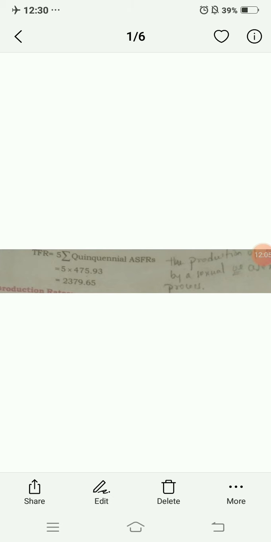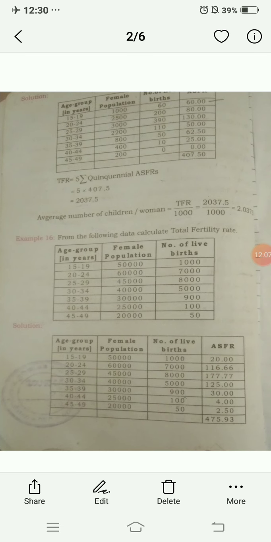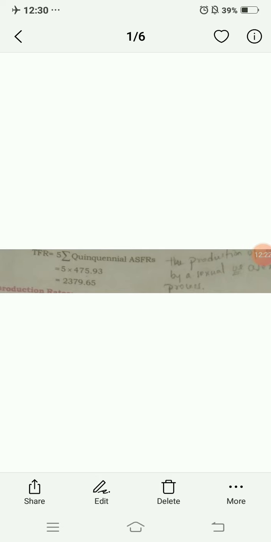Here add the age specific fertility rates: 20 plus 116 plus 177 plus 125 plus 30 plus 4 plus 2, you get 475.93. Then multiply by 5, you get the total fertility rate per 1000 women.